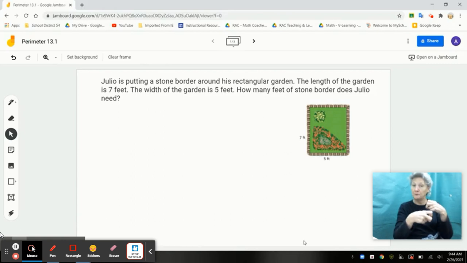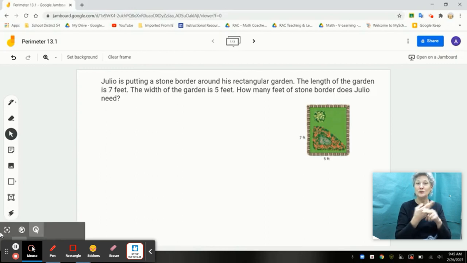Julio is putting a stone border around his rectangular garden. The length of the garden is 7 feet. The width of the garden is 5 feet. How many feet of stone border does Julio need? So we're responsible for finding out how many feet of the stone border Julio needs to find the perimeter of the garden. Well, one strategy that we used in third grade was to use addition.